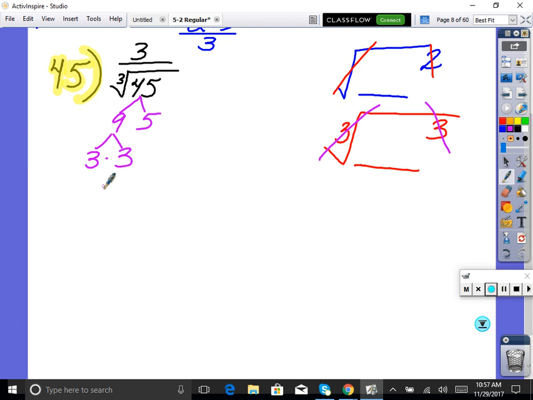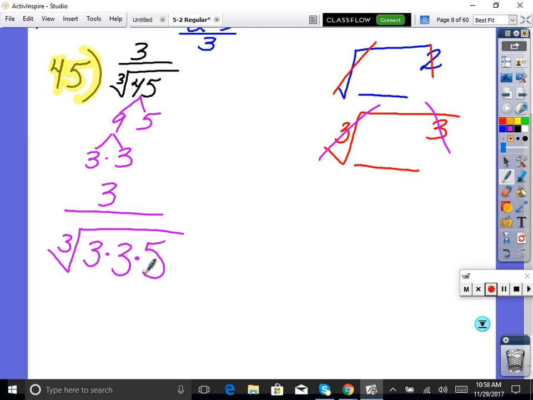So everybody rewrite the problem. This is 3 over the cube root of 3 times 3 times 5. We've not rationalized, we've not done anything, it's the same problem. But why is this useful? Because now we can rationalize by the least amount possible.